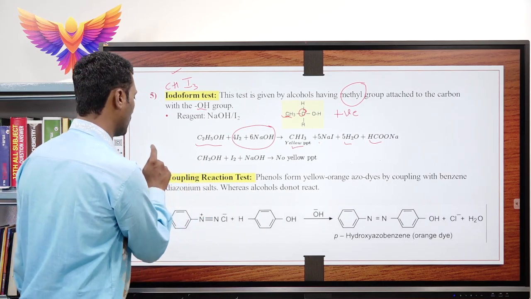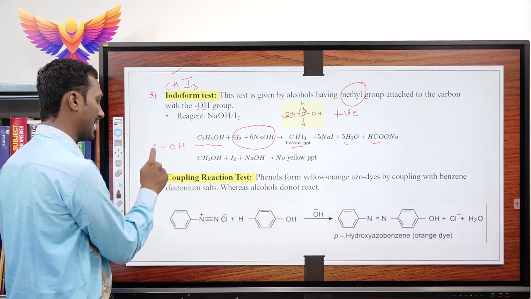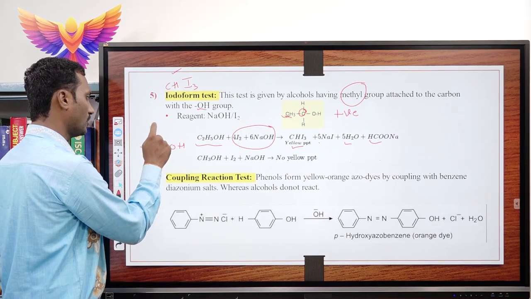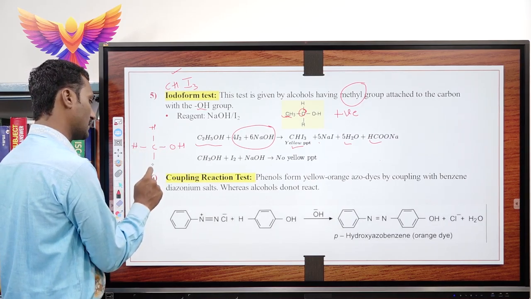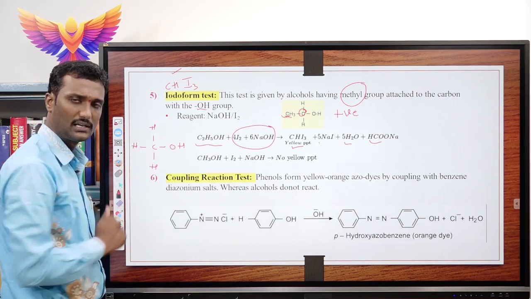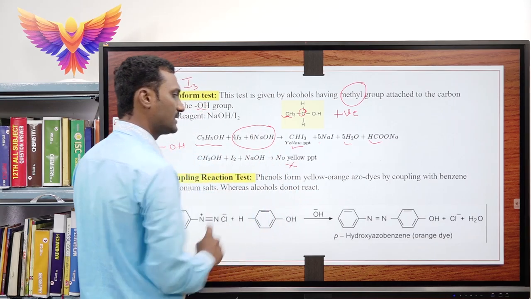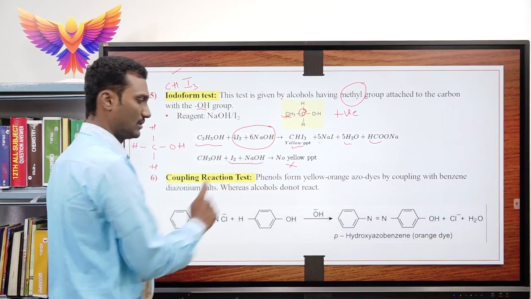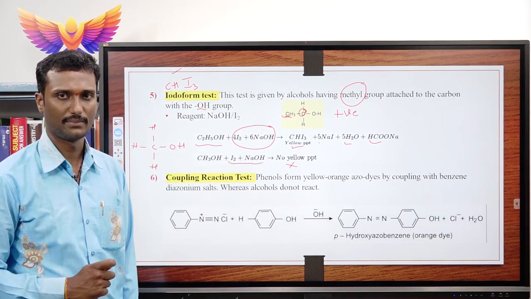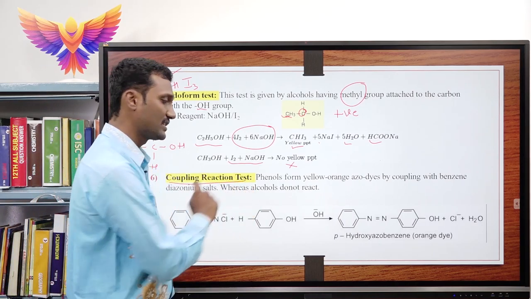Suppose you take methanol. Methanol means only a methyl group, or one carbon group, is attached to the alcohol. So you can see there is no alkyl group, am I right? So there is no alkyl group. If there is no alkyl group, then it will not give any positive result with a mixture of iodine and sodium hydroxide. And the next reaction, the coupling reaction test.